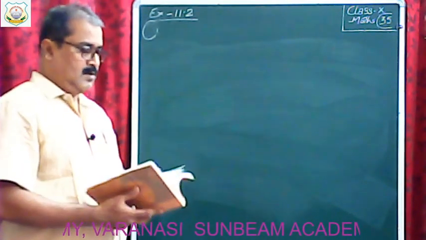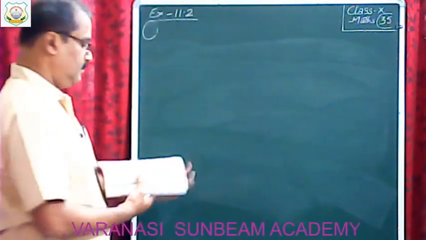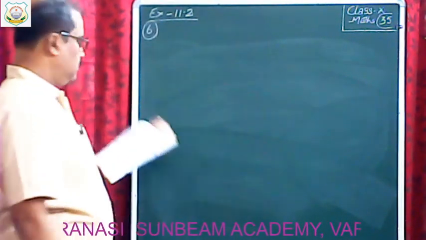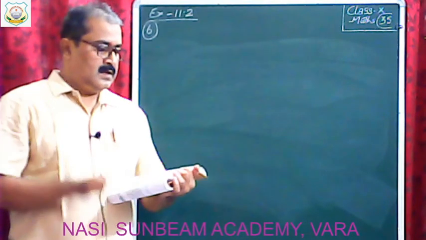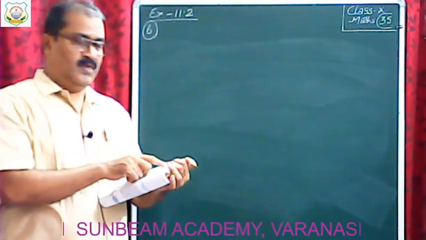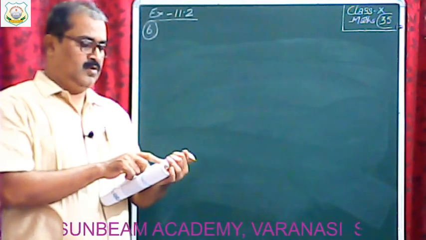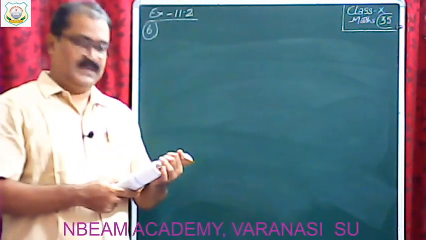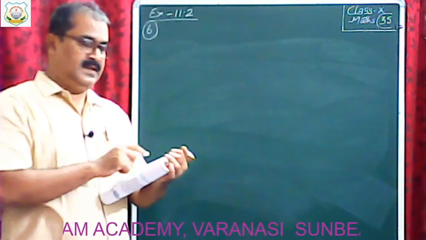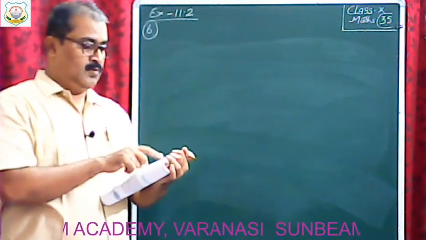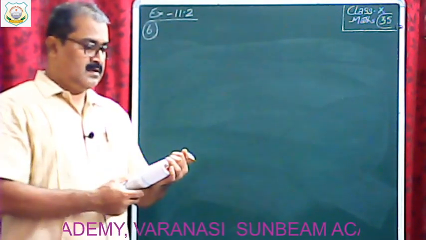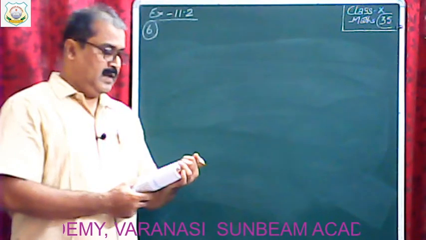Now there is question number 6. Let ABC be a right triangle in which AB equals 6 cm, BC equals 8 cm, angle B equals 90 degrees. BD is perpendicular from B on AC. The circle through B, C and D is drawn. Construct the tangents from A to this circle.